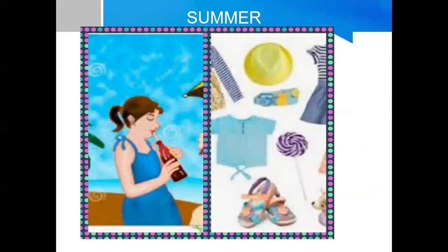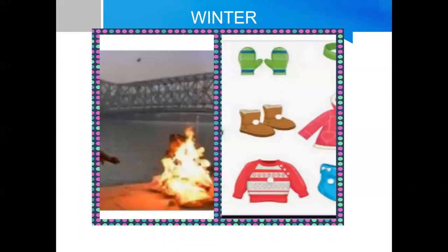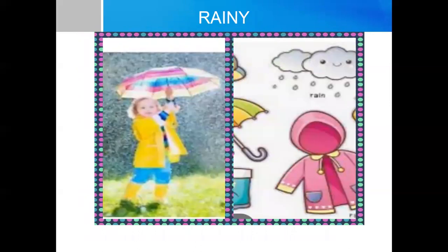Now here's the picture of a summer season. See how you enjoy cold drinks and the loose type of clothes that you wear. Now it's the winter season. It's very, very cool and you have to keep yourself warm. Then comes the rainy season. You can see the umbrellas and how it rains and you have to protect yourself from getting wet in the rain.